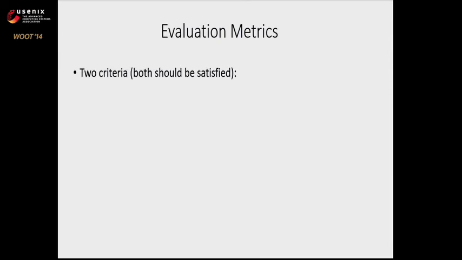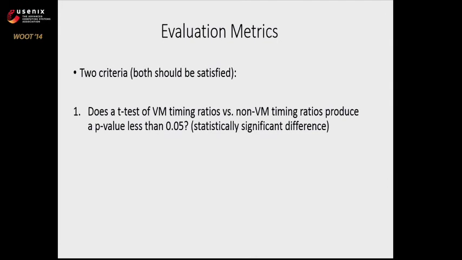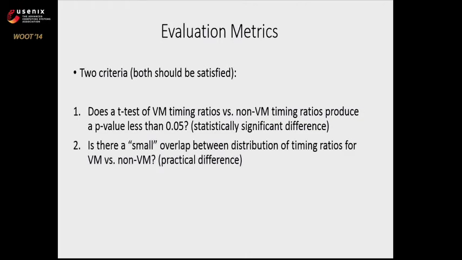So how do we determine this? Well, we had 2 criteria, and we required that both be satisfied. The first is that we ran a t-test comparing the VM timing ratios against the non-VM timing ratios. And we asked, does this t-test produce a p-value of less than 0.05? And this indicates statistical significance in a difference between the 2 distributions. And I'll explain this in more detail in future slides. The second criterion is that we want this to be a practical and easy cutoff to give an attacker in order to be able to distinguish between the VM and a real machine. So we asked, is there a small overlap between the timing distributions of a VM and a real machine?